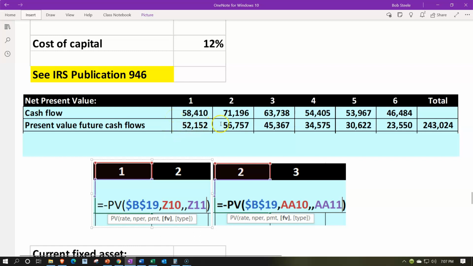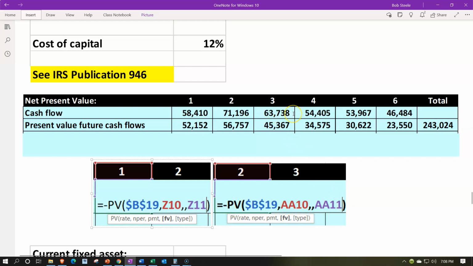Copying that formula from this cell to this cell, the 71,196, if we present value at the 12% discount rate, is 56,757. That formula then, negative present value of the rate, same cell here, B19, because absolute reference, comma. Number of periods is now 2. Rather than typing or hard coding, it's coming from the cell up above. You can see it change from Z10 to AA10. And then comma, comma, we have then the future value, which would be the 71,196. And once again, you could see the cell change because it moved over from Z11 to AA11.